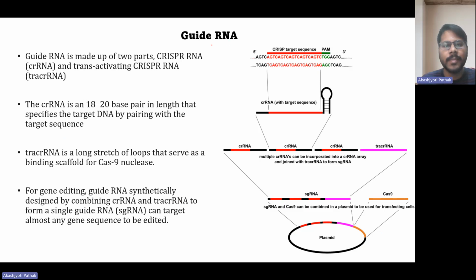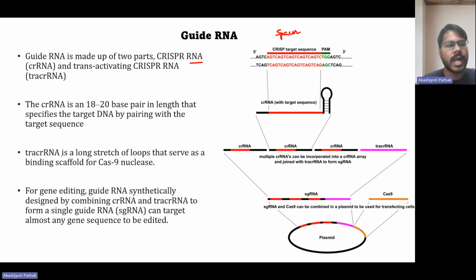As I was discussing about the guide RNA, it is made up of two parts: one is the CRISPR RNA, and then there is the trans-activating CRISPR RNA. The CRISPR RNA is the RNA which is transcribed from the spacer sequence. Then there is a hairpin-like structure, which is the tracrRNA, or trans-activating CRISPR RNA. The CRISPR RNA is 18 to 20 bases in length and specifies the target DNA by pairing with the target sequence, so it will be complementary to the target DNA that has to be cleaved.